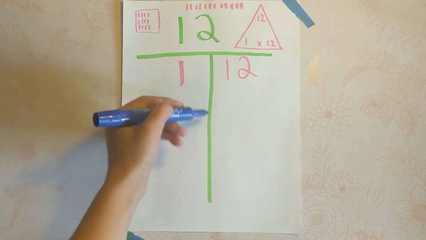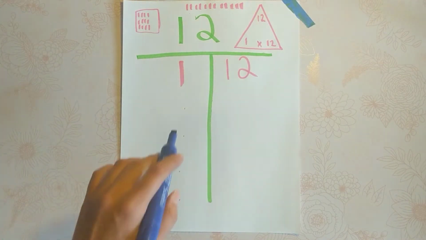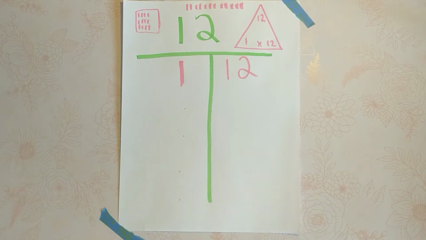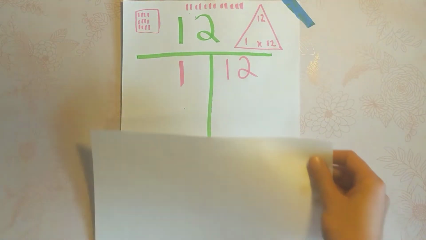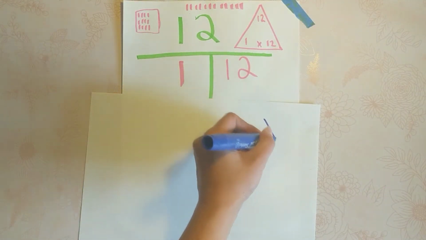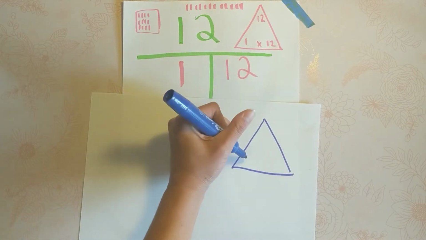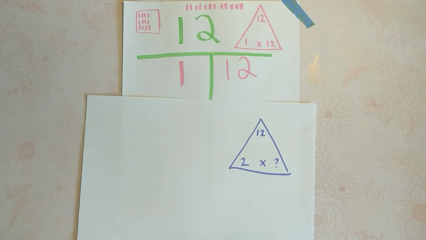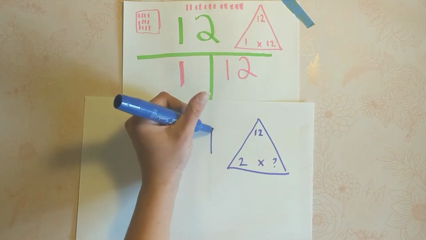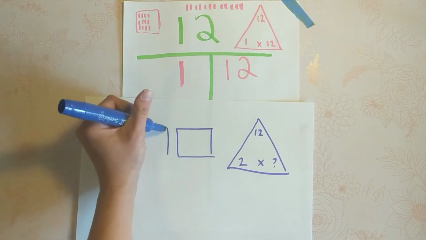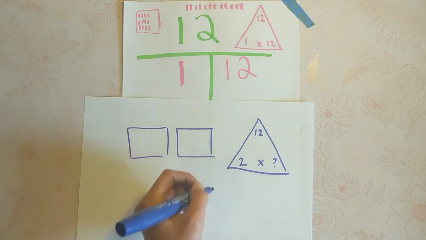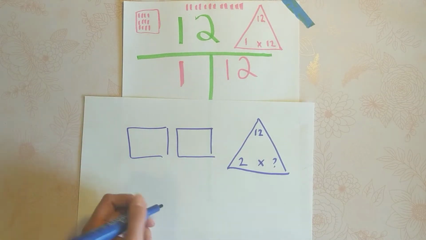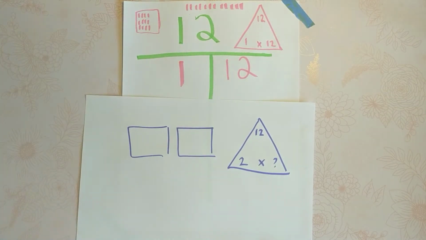And the question is, is 2 a factor? And if so, 2 times what equals 12? So we're talking about, can we put 2 at the bottom of a triangle to get to 12? Is 2 times something equal to 12, yes or no? Another way to think of it, can I take 12 and make 2 equal groups to equal 12? Can I make an array and put 12 in 2 equal rows, yes or no?